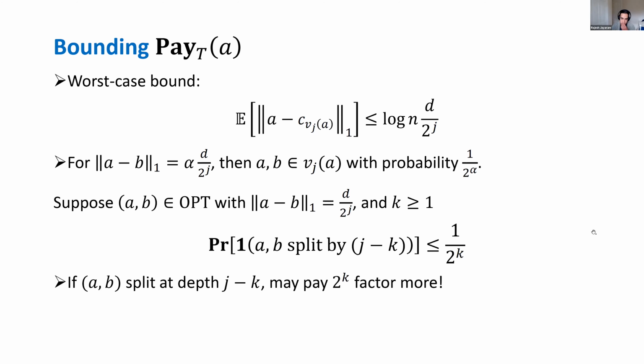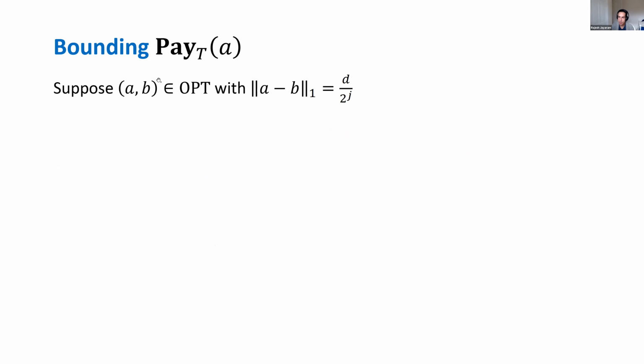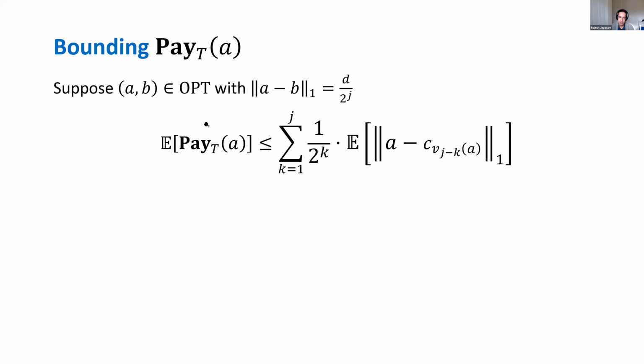So how do we put this all together? Well, okay, suppose we have a pair A and B that are at distance d over 2 to the j. What is the expected payment? What can we bound it by? Well, we've already basically done what we need to do. We pay summing over all the levels where we could split early. And we don't need to sum over the lower levels because it turns out that these levels don't contribute as much. They contribute a geometrically smaller amount. This is the probability that we split k levels early, 1 over 2 to the k. And this is the expected distance from A to the center of mass. I'm being a little bit loose here because there's some conditioning issues, but let's not worry about that.